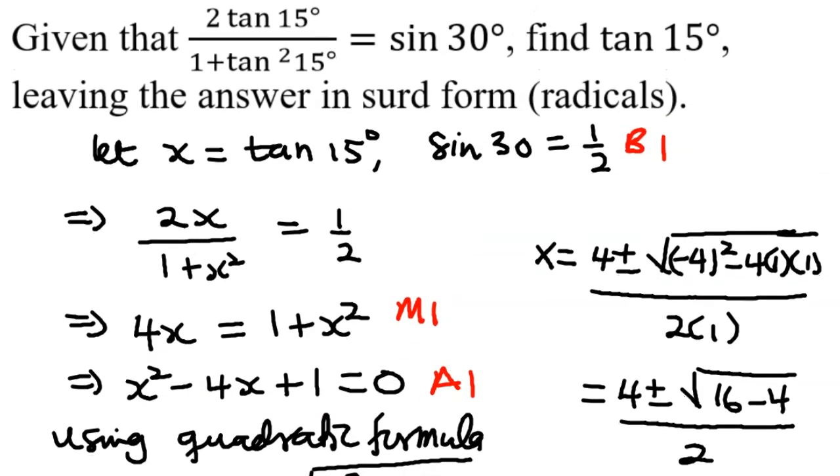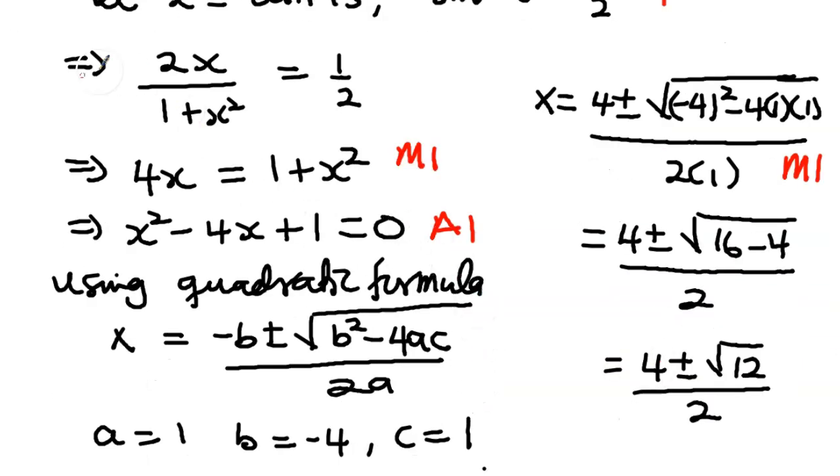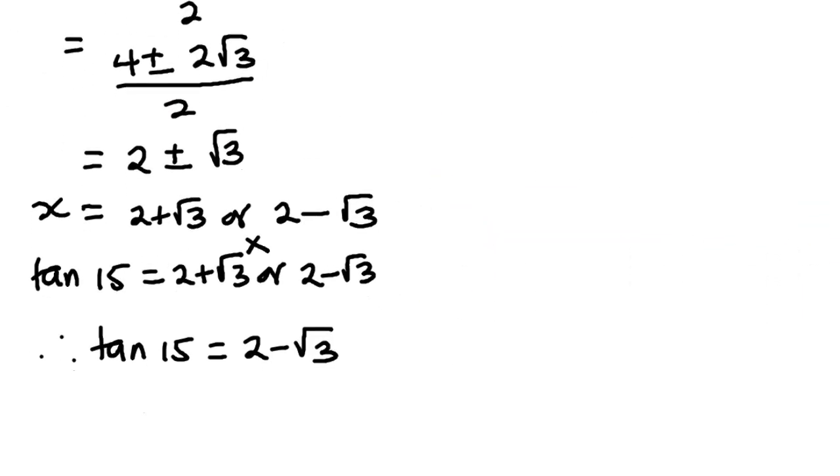So let's come to the solving. So M1 for solving, and then getting two values of x is A1. So if a student is able to test and look for the one that satisfies the equation, then the candidate will get another A1.